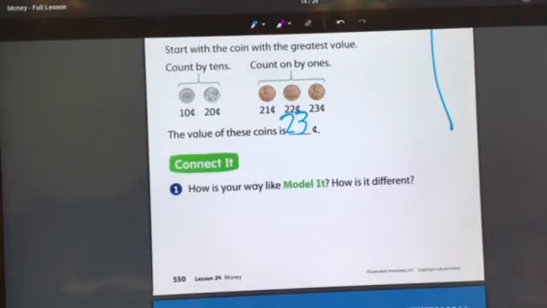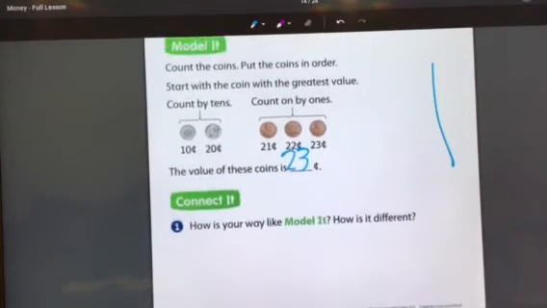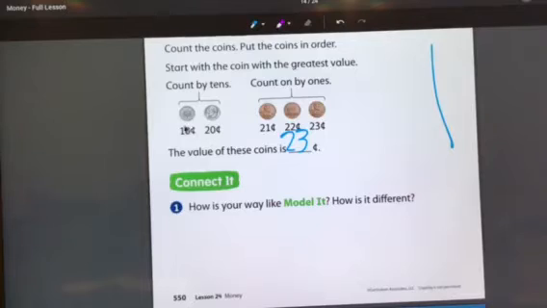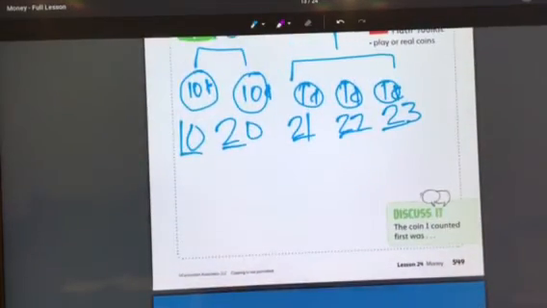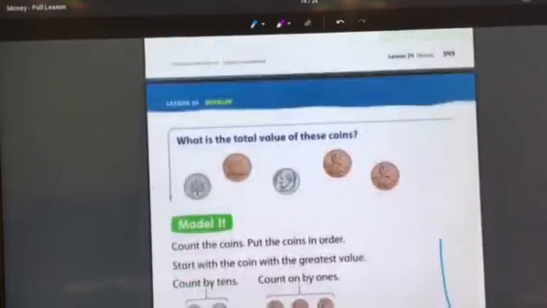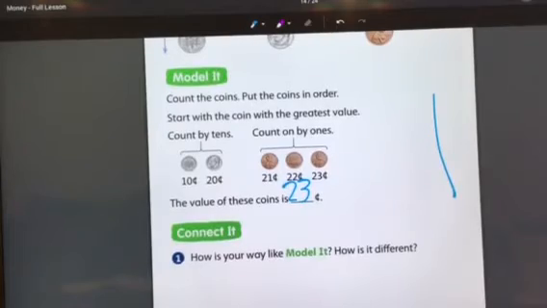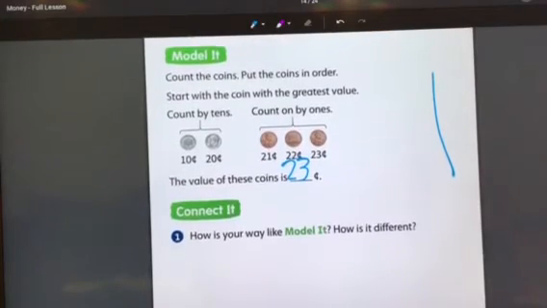Then it says, how is your way, like model it, how is it different? Well, our way is very similar. We grouped our coins together. We put the dimes together first. Then we put the pennies together. We counted on like they did. Something different that we did is that we wrote the value of each coin above ours. So if you go back and look, I put 10, 10, 1, 1, 1. They didn't have to do that. We didn't either, but it helped us. They did not put that above there, so that's how that would be different.